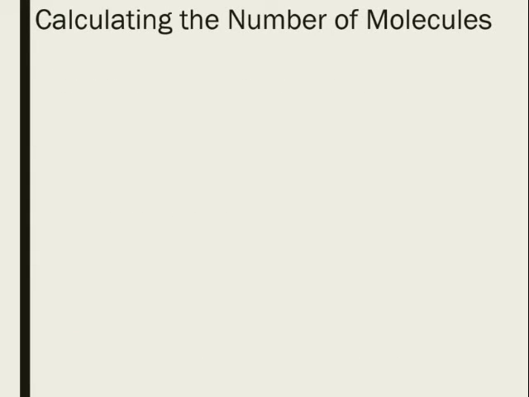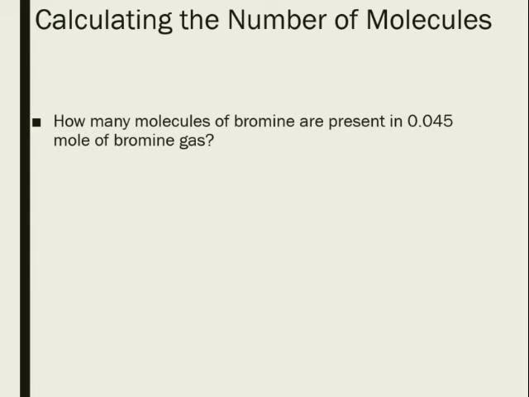And so, let's try this. How many molecules of bromine are present in 0.045 moles of bromine gas? Okay. Now, given, what does the question tell us? There are 0.045 moles of Br2. Again, how do I know it's Br2? Because bromine, that's a diatomic molecule. So bromine is going to exist as Br2, not just Br. So I have a number of moles, and I want to get the number of molecules of Br2.